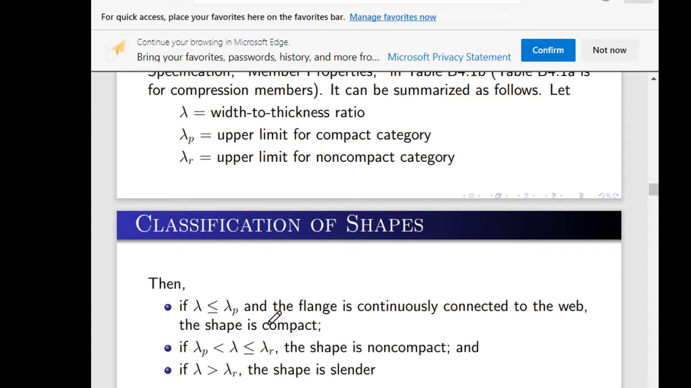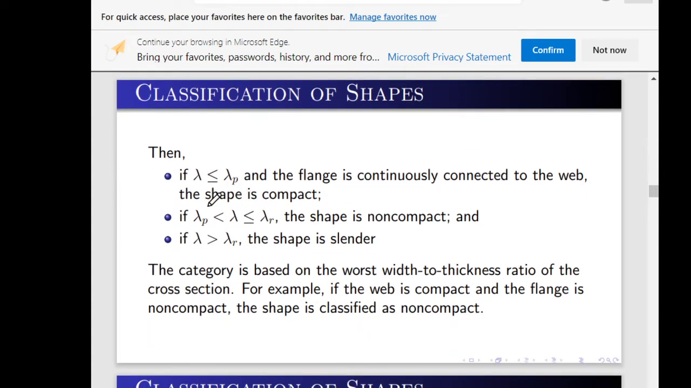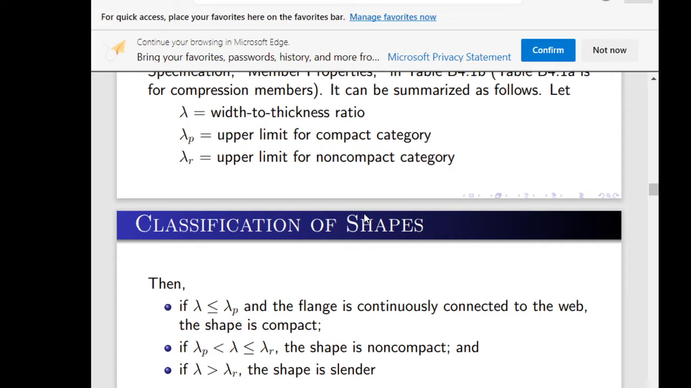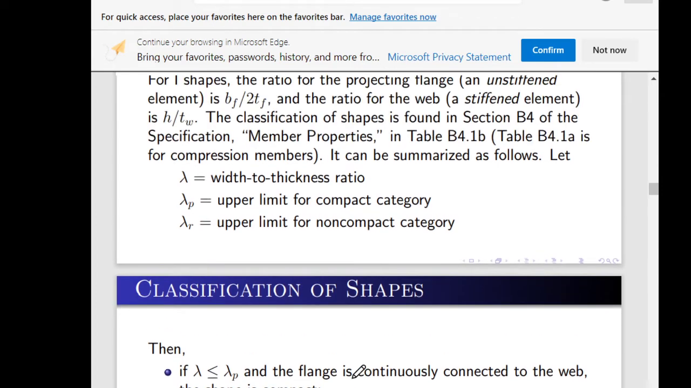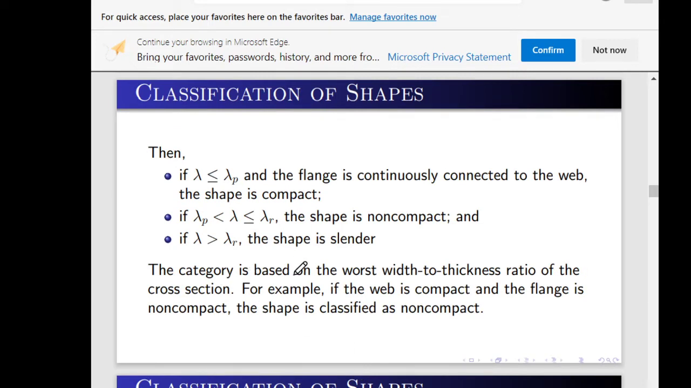So meaning if it is less than this upper limit for the compact category, the shape is compact. But if the width to thickness ratio is in between the upper limit for the compact category and the upper limit for the non-compact category, the shape is considered non-compact. And if the width to thickness ratio is greater than lambda r, the shape is slender. So you have to be careful whether the shape is slender or non-compact. The category is based on the worst width to thickness ratio of the cross section.